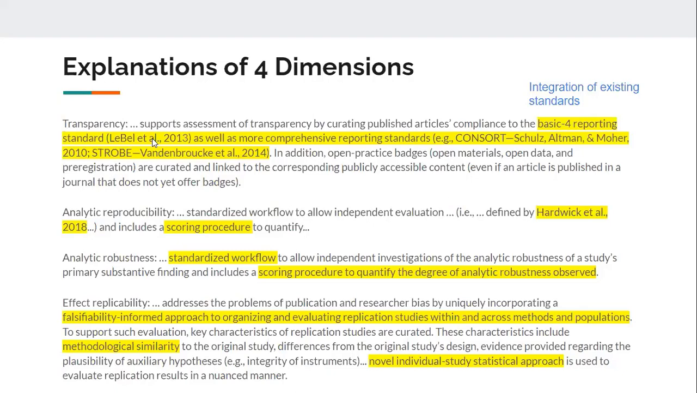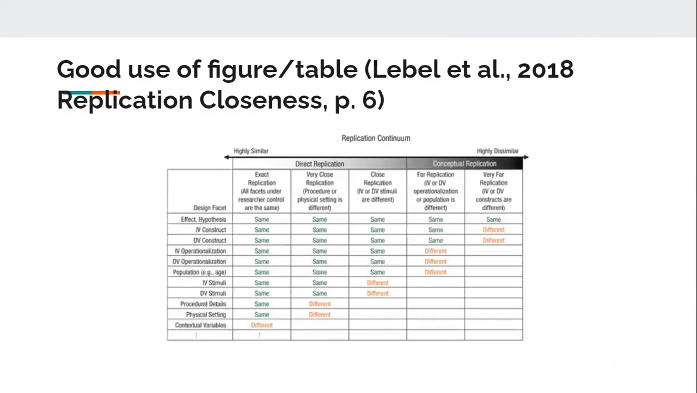And it's great to include a table like this. You're probably pretty familiar with this table already, as you used it for the replication assessment, and you're going to use this for the replication extension as well. This is for classification of closeness of a replication. Very clear, very reader friendly, demonstrating the replication closeness in a continuum from highly similar direct replication to highly dissimilar conceptual replication based on different facets, whether it's the same or different.